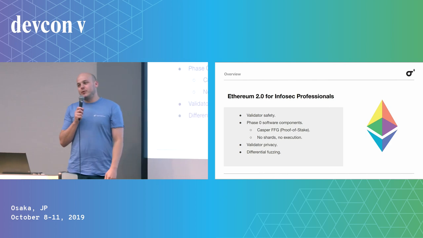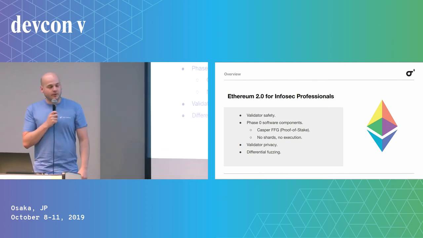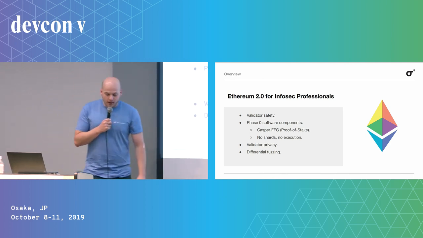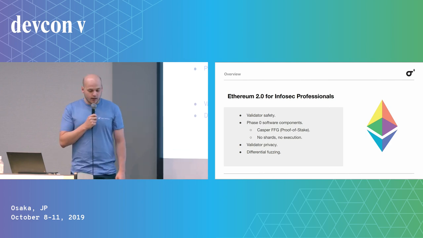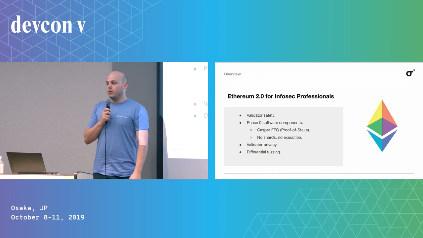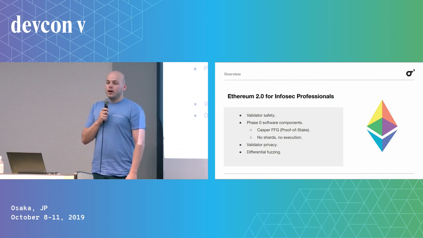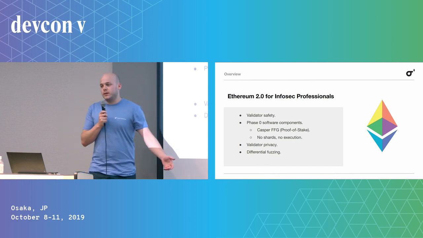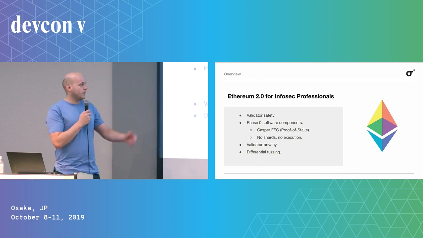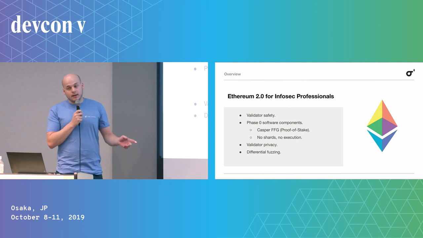So I wanted to give an overview of Ethereum 2 for information security professionals. What I want to do is show you where we're looking in the protocol and the implementations, and I'm hoping that people will be inspired to come along and perhaps fill in the gaps if you can see we're missing something, or assist with the things that we're working on now and work with the other teams too. So I'm going to be talking about validator safety.